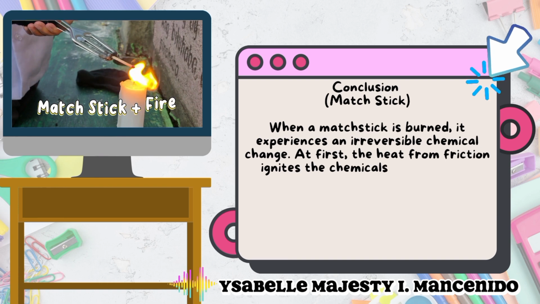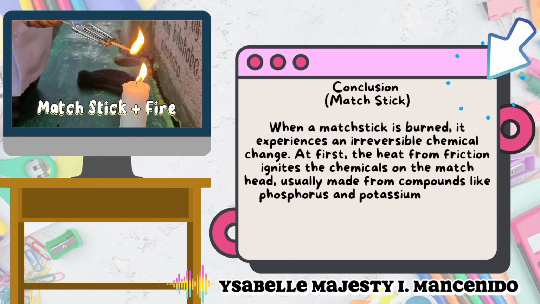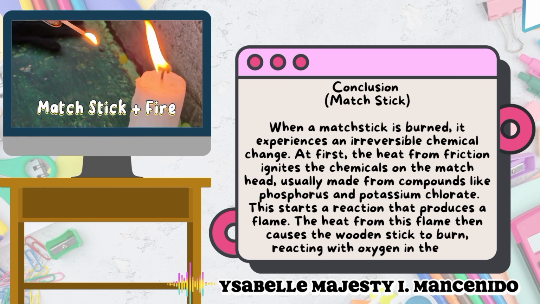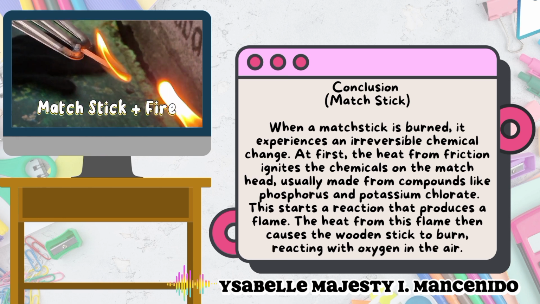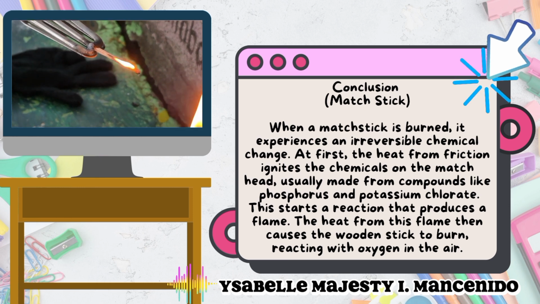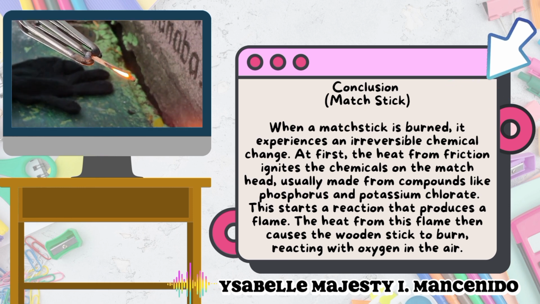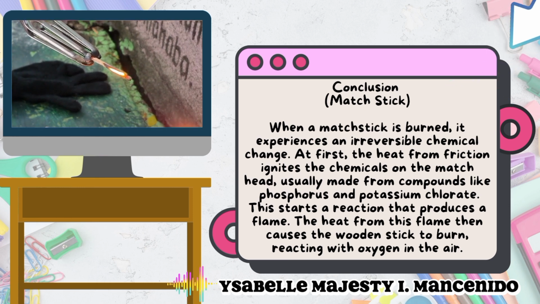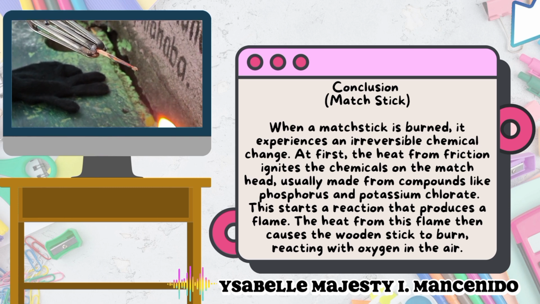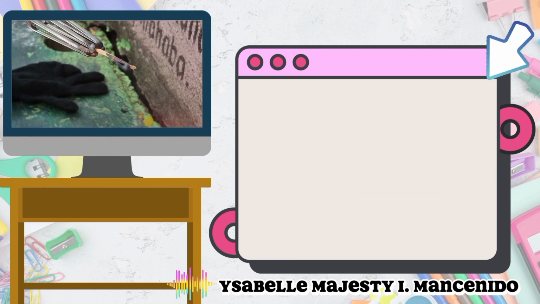When a matchstick is burned, it experiences an irreversible chemical change. At first, the heat from the friction ignites the chemical on the match head, usually made from compounds like phosphorus and potassium chlorate. This starts a reaction that produces a flame. The heat from the flame then causes the wooden stick to burn, reacting with the oxygen in the air.